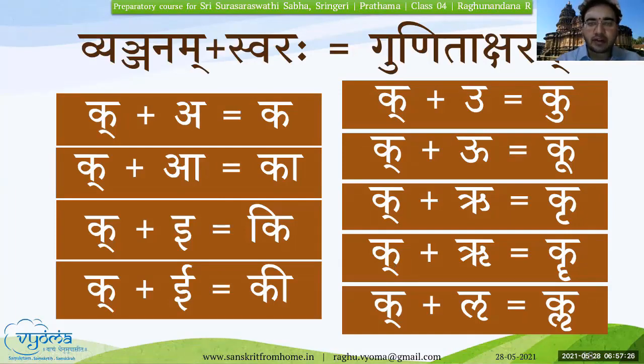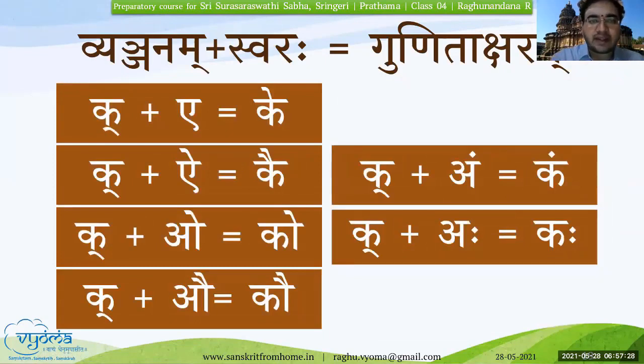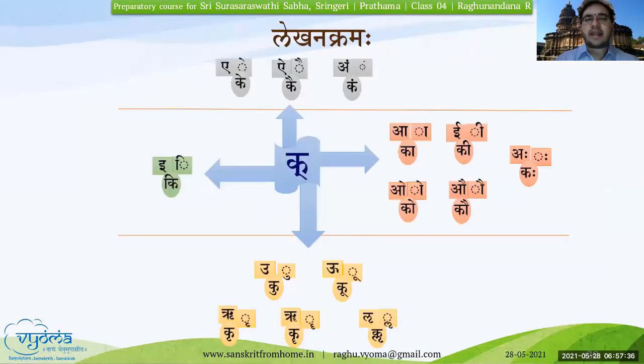I will flash the next slide again, which we have already seen for the other letters: Ke, Kai, Ko, Kau, Kam, and Kaha. This is the Lekhana Kramaha. Lekhana Kramaha means the way of writing these Gunitaksharas, onto which side the matras come. The matras, the symbols, will come to which side of the letter while we write the Gunitakshara.